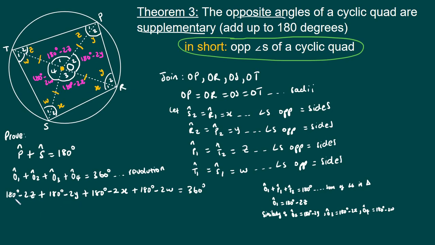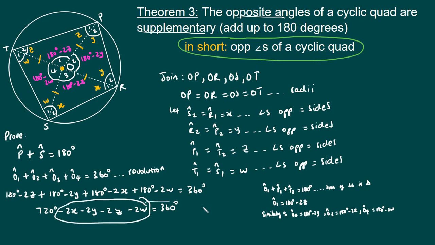Now, what do you do then? You add 180 plus 180 plus 180 plus 180. I think you should get 720 degrees. And then you're going to have minus 2x minus 2y minus 2z minus 2w is equal to 360 degrees. Oopsie, 360 degrees. Then after that, you're going to take all of these with the negative signs to the other side so that they become positive. We don't like negatives. Then the 360, you're going to take it this side.